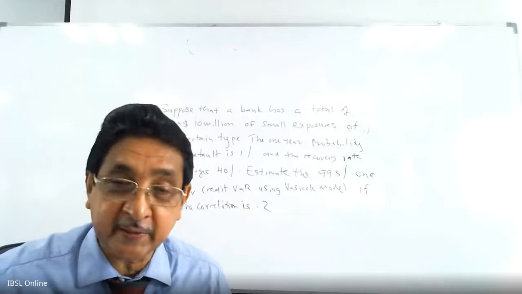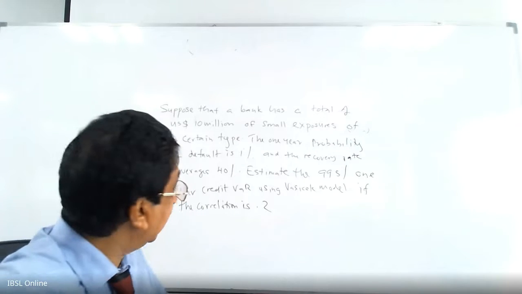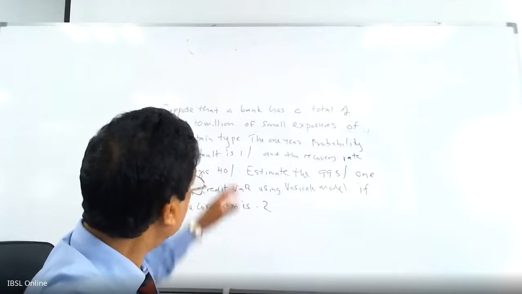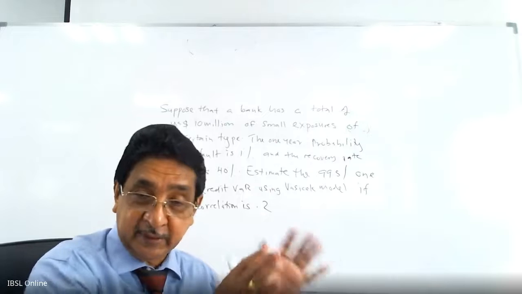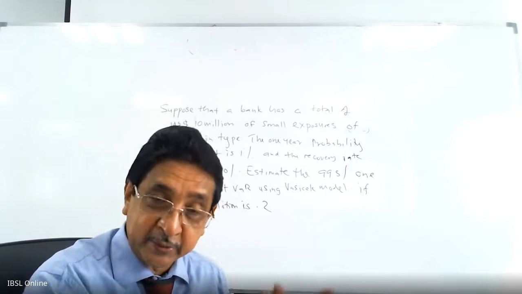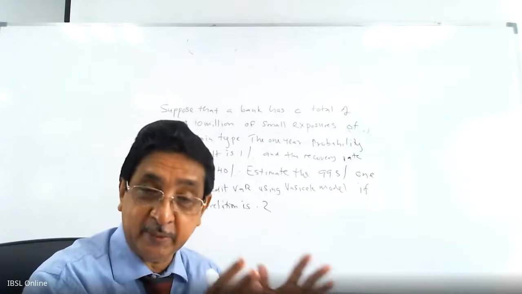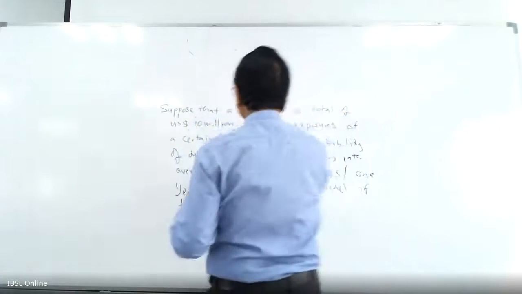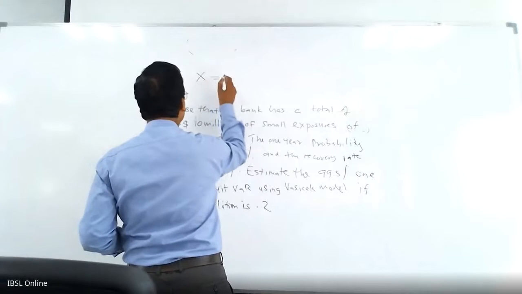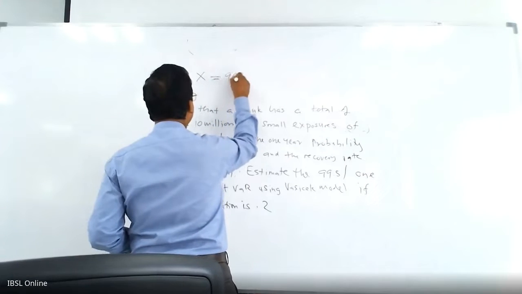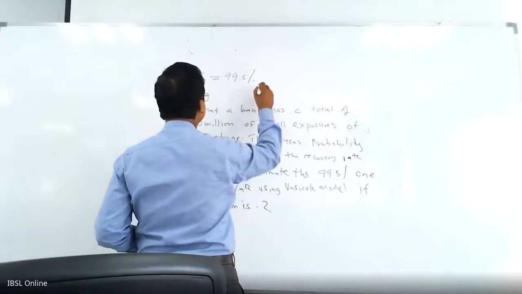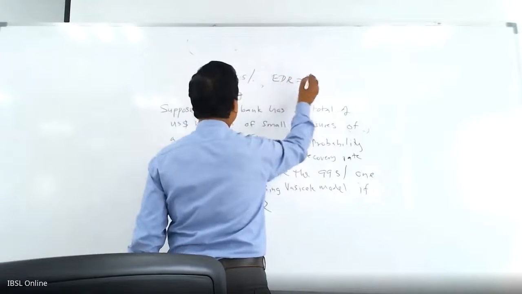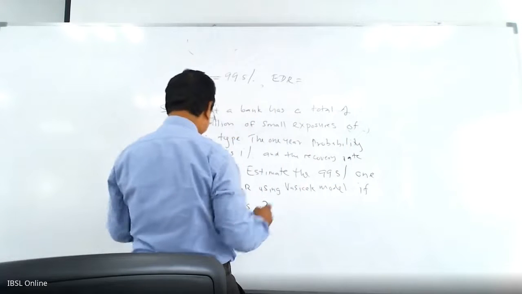Now in that case, I just told you EDR is equivalent to 1%. The default rate is 1%. This particular problem talks about the probability of the portfolio. So then I will say X is equal to 99.5. EDR is equal to 1%, that is 0.01.